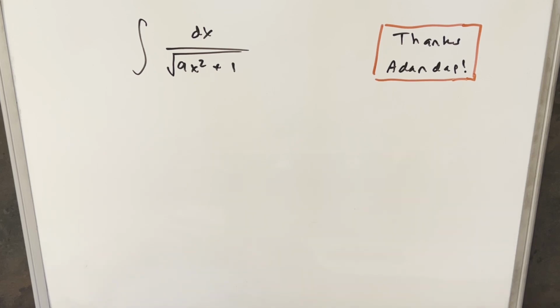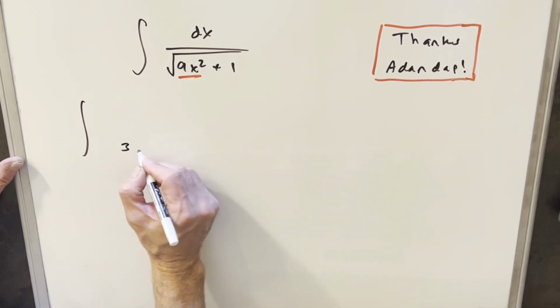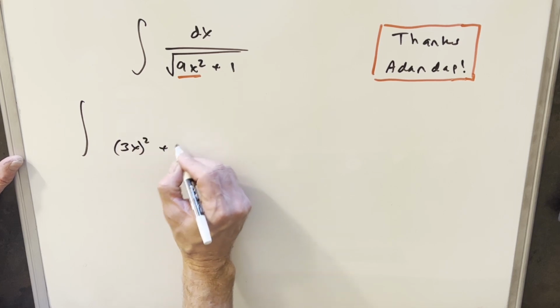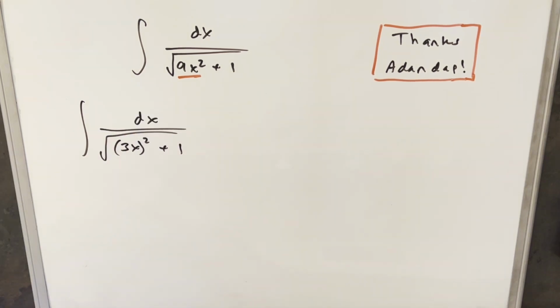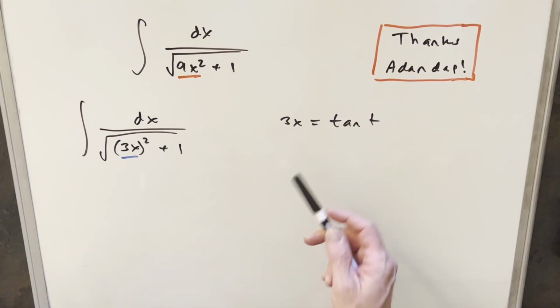What he mentioned in the comments in another video is a different kind of trig substitution that I'm going to use in this problem. Okay, so to get started, I'm just going to notice that 9x squared is a perfect square, and I can write this as (3x) squared in the radical. Typically I would take the 3x and do a trig substitution where I set 3x equal to tan t.